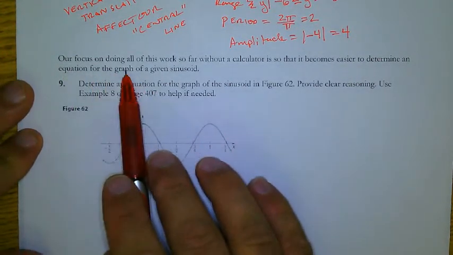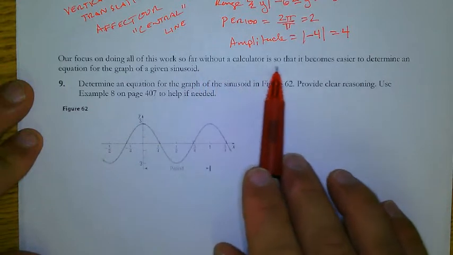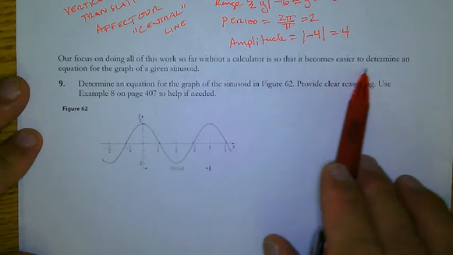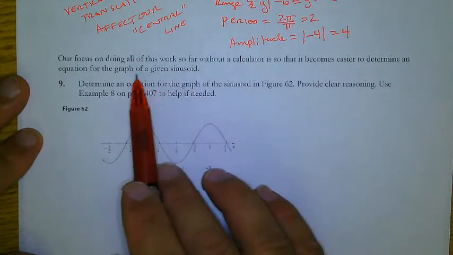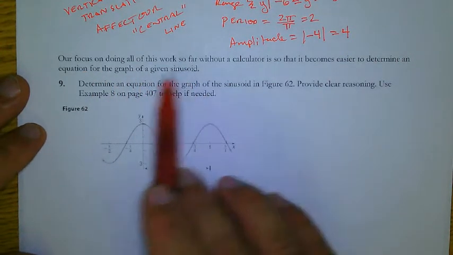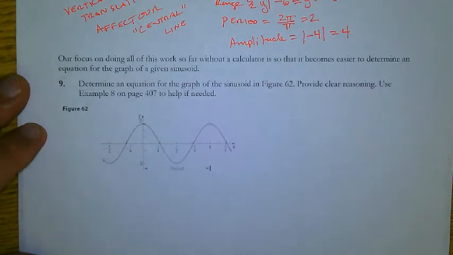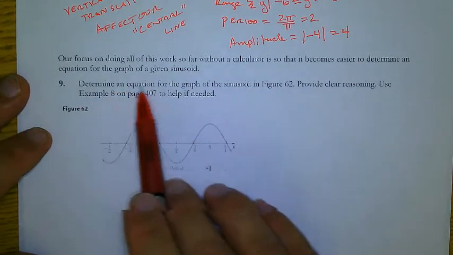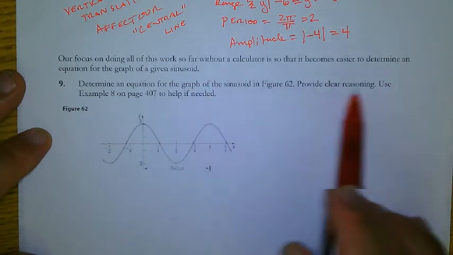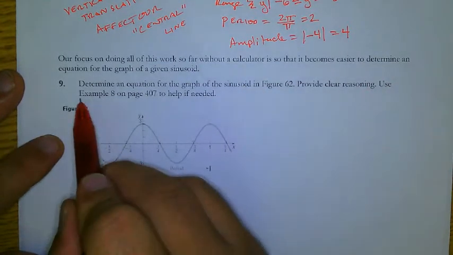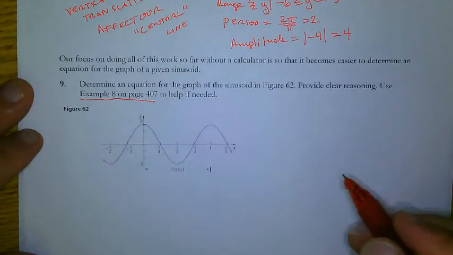Our focus so far in doing all of this work without a calculator is so that it becomes easier to determine an equation for the graph of a given sinusoid. So let's look at this right here. Determine an equation of the graph for the sinusoid in figure 62. Provide clear reasoning. Use example 8 for help if needed.